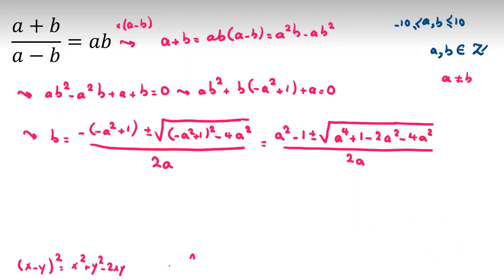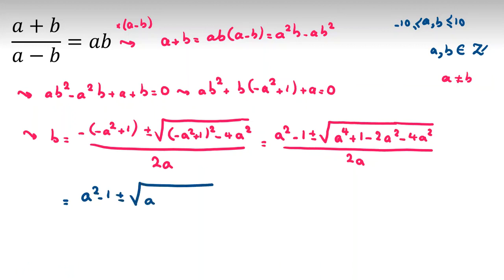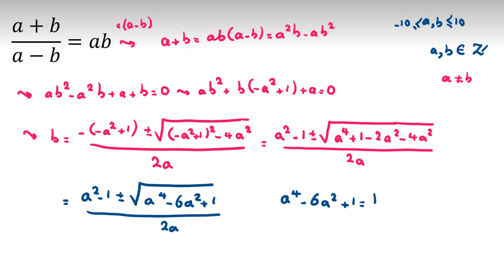Let's erase these things, and now let's simplify inside the square root. It will be a squared minus 1 plus or minus the square root of a to the 4 minus 6a squared plus 1, all over 2a. So inside the square root should be a perfect square. So I say a to the 4 minus 6a squared plus 1 equals, for example, c squared.